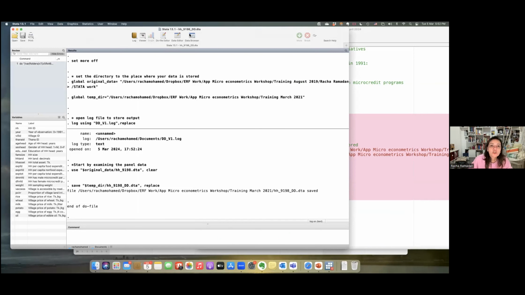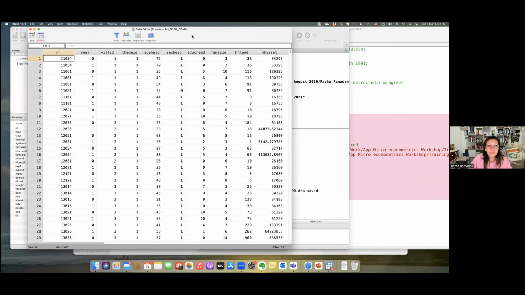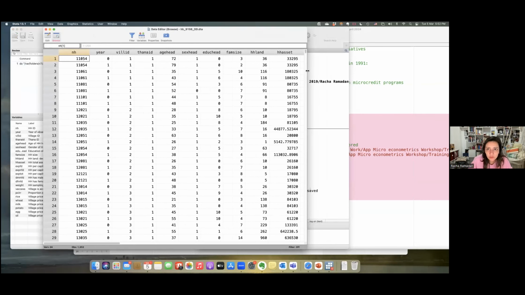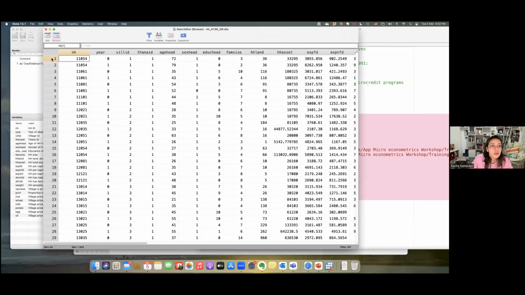Okay. So here's the data set we'll be using after the break, or I can even start now and then take a break later. So here, as you see, we have long data. The NH is the household identifier. Here we are working at the household level, and for years, you have 2 points in time, 0 and 1.